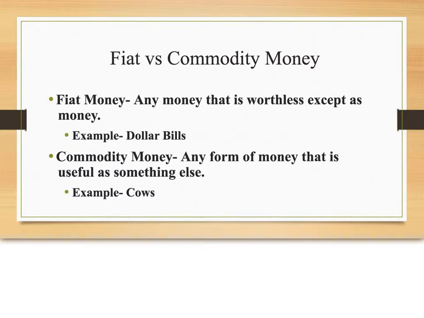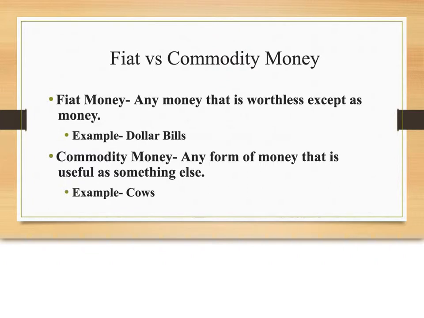So what our money is today is what's called fiat money. And fiat money means any money that is worthless except as money. So example is the bills that we use, the coins that we use. If the American government wasn't around, the dollar bills would be worthless. You might as well burn them, because that's the only use you're going to get out of them. So they're really worthless except as money.